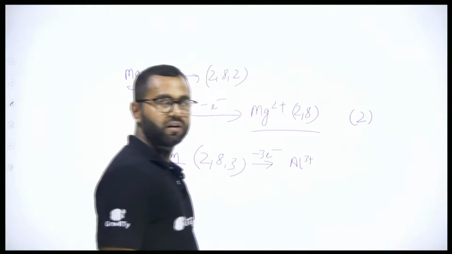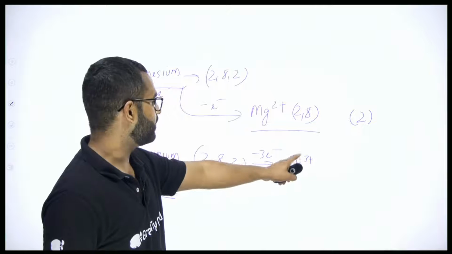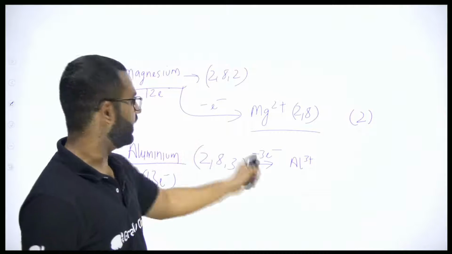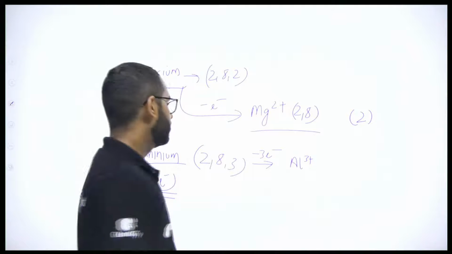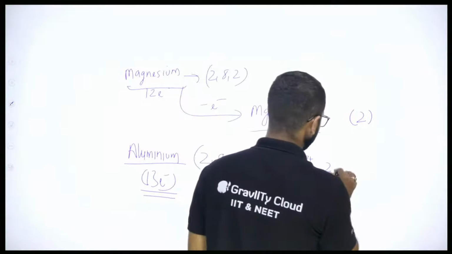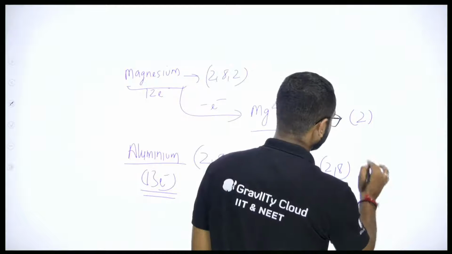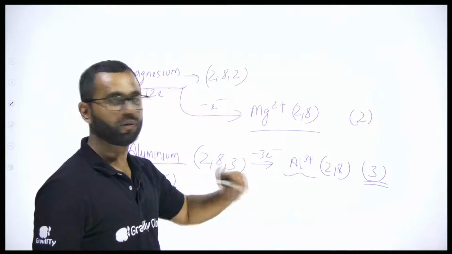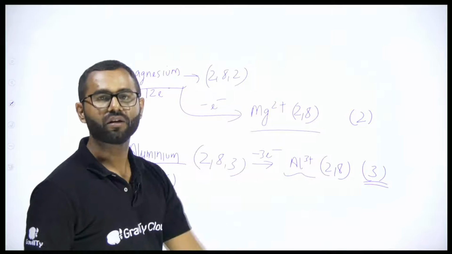So you see, this plus charge is equal to the number of electrons lost. Aluminium lost 3 electrons, the charge becomes plus 3, right? So its configuration is 2,8 and the valency is 3 because it lost 3 electrons. Aluminium lost 3 electrons to form Al3+, so valency is 3.